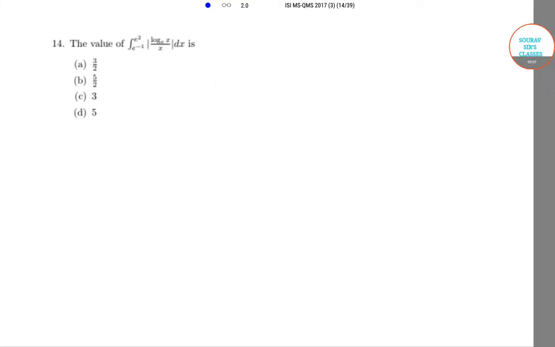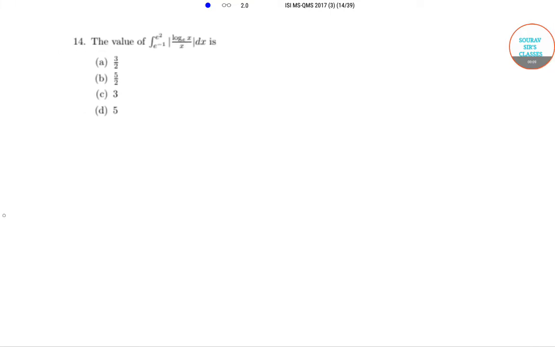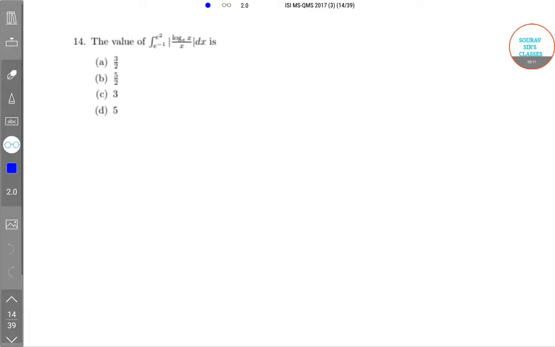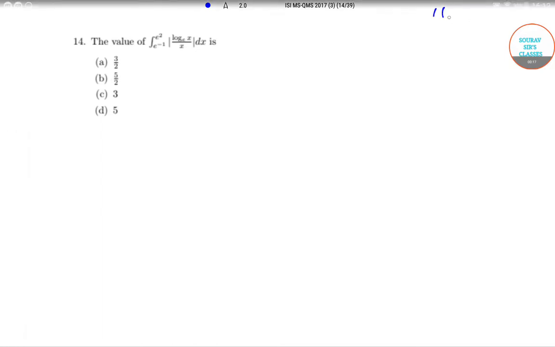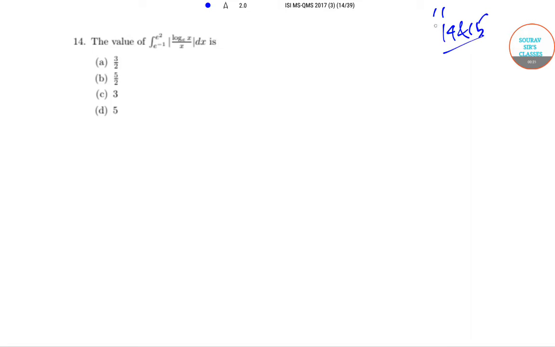Today we will be solving the ISI MSQMS question paper from the year 2017. Today we will be solving question number 14 and question number 15 from the same paper. So let's begin with question number 14.